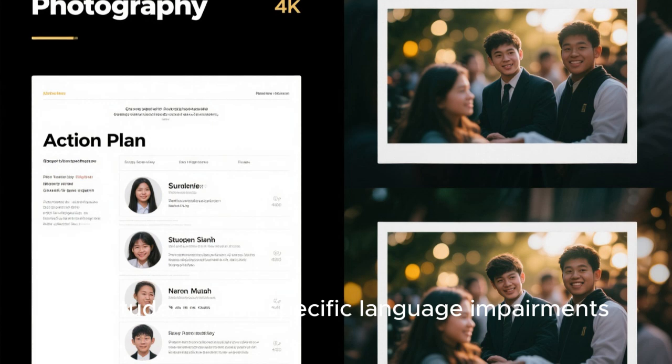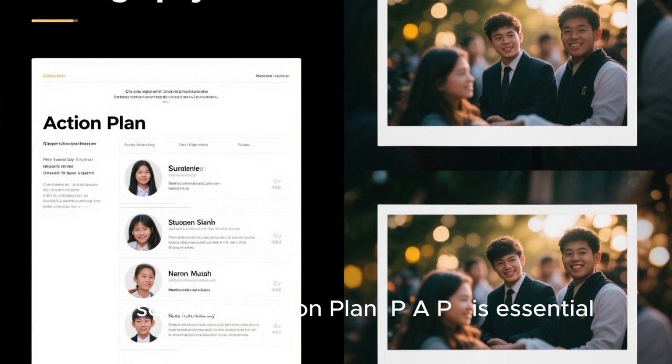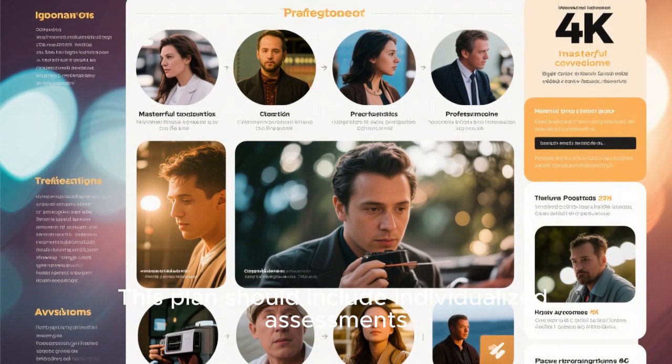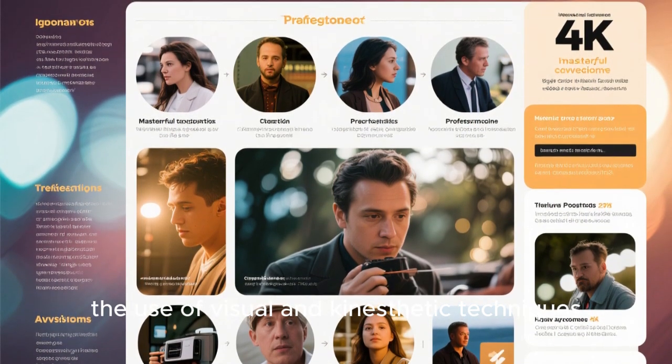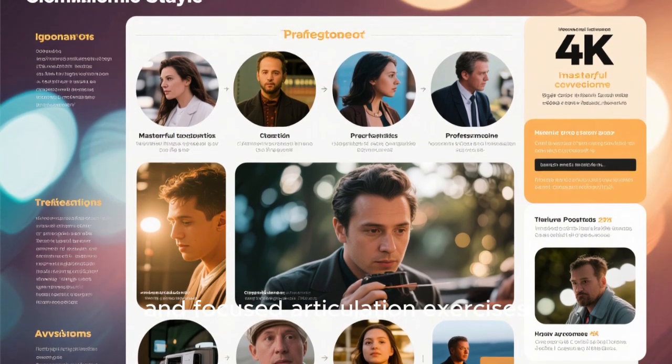For students with specific language impairments, a personalized action plan, PAP, is essential. This plan should include individualized assessments, the use of visual and kinesthetic techniques, consistent repetition, and focused articulation exercises.